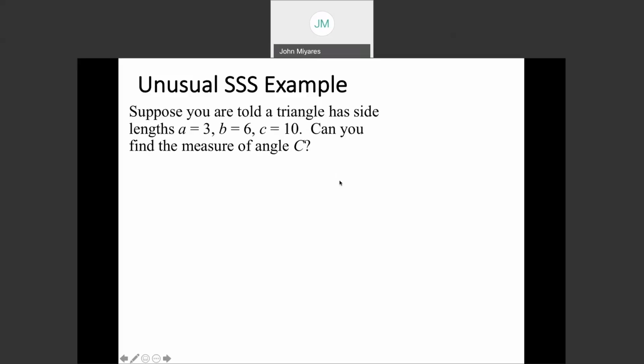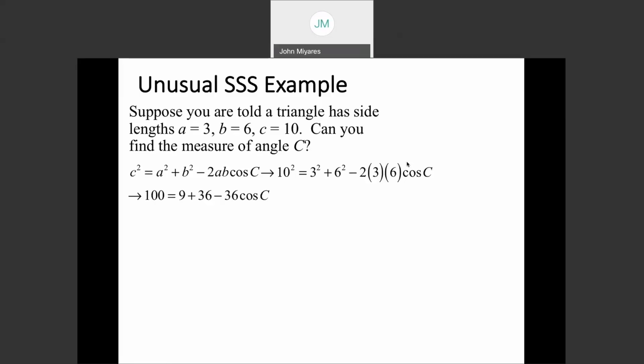Here's an unusual side example. Suppose you're told that you have side lengths A equals 3, B equals 6, and C equals 10. Can we find the measure of angle C? Let's start by plugging in what we know into the law of cosines. So we have 10 squared equals 3 squared plus 6 squared minus 2 times 3 times 6 times the cosine of angle C.